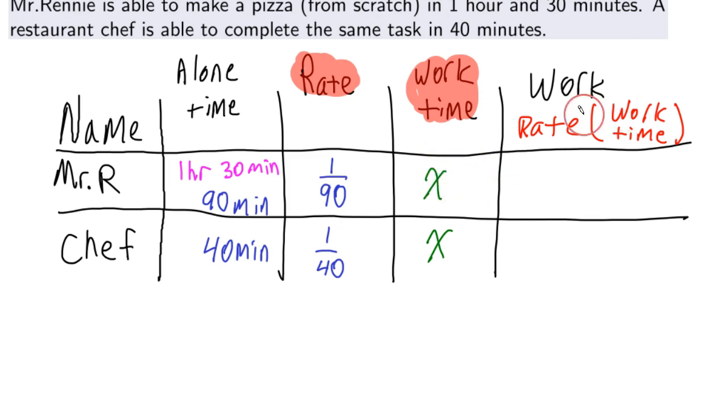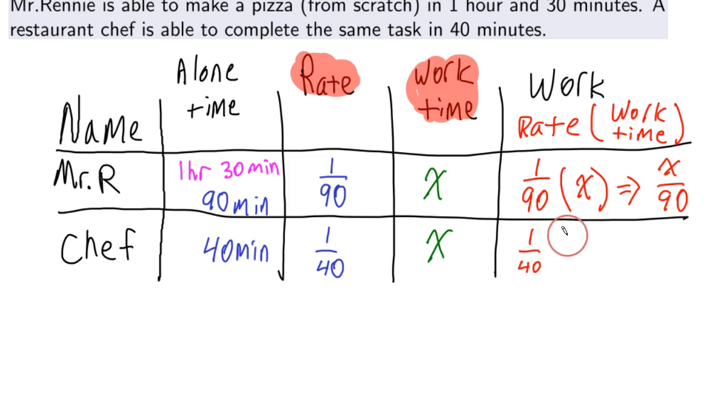Now, using the idea that we see right here in red, the rate, which is 1 over 90, times the work time means that we get 1 over 90 times X, which is just going to turn into X over 90. Now, when we do the same thing down here on the bottom, it's going to be 1 over 40 times X. It's going to turn into X over 40.